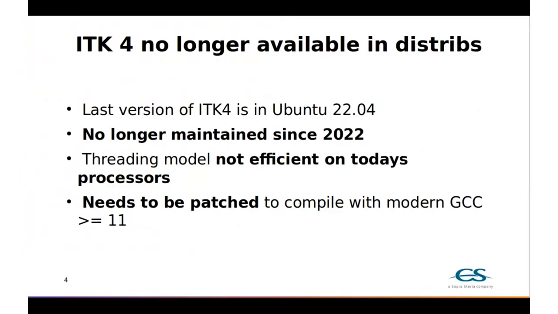So the last version of Insight Toolkit 4 is in Ubuntu 22. It's no longer maintained since 2022, so it's been a long time. And the threading model was okay with older processors, but for now, there is some problem. It's not like the GIL in Python, but there are some locks that are not really good. And also the bigger problem is that with nowadays versions of compilers, it needs to be patched.